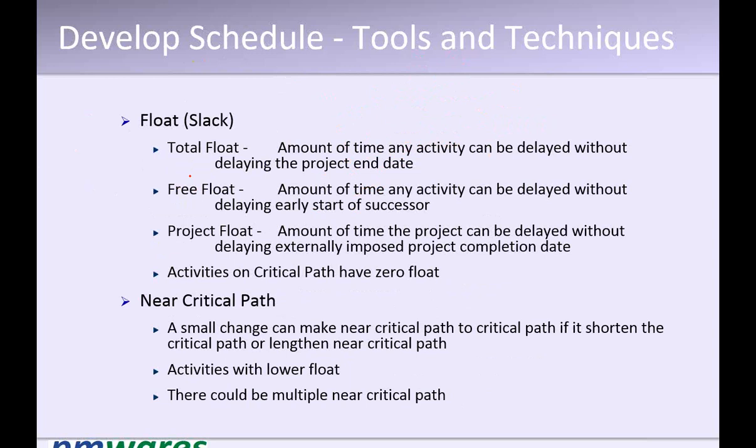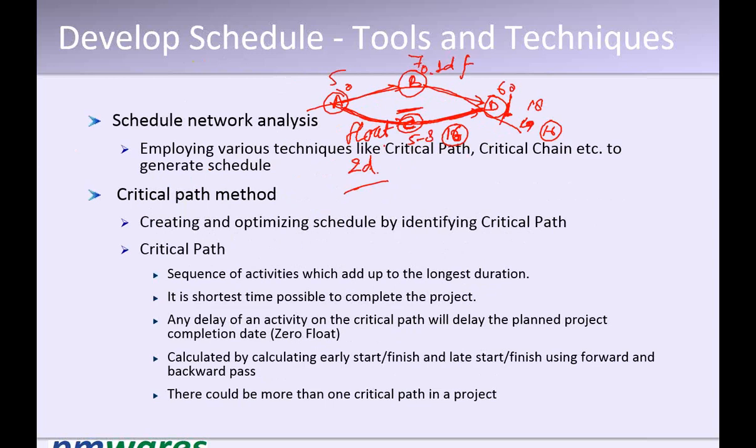Let's understand with this example. There are some other terms also, like free float and project float. What I talked about was the total float. What is free float? Free float is about impacting the next activity. That delay of C will not delay the D. So in this case, if C is delayed by 2 days, D will not be delayed. Therefore, here the total float is equal to free float, which is 2.